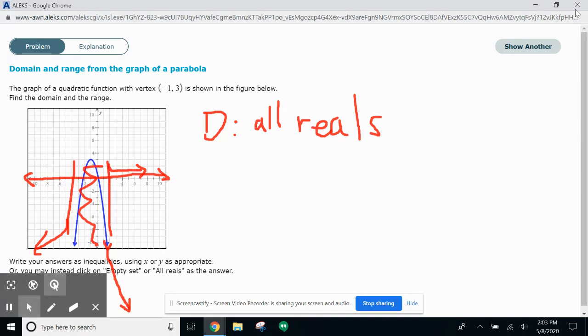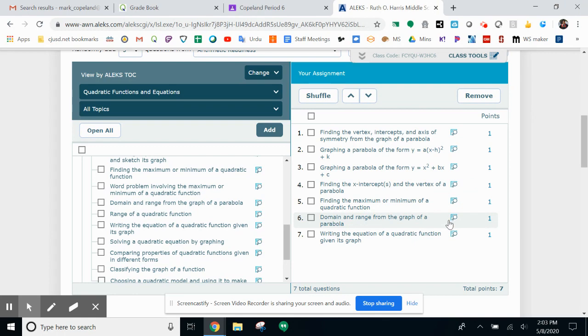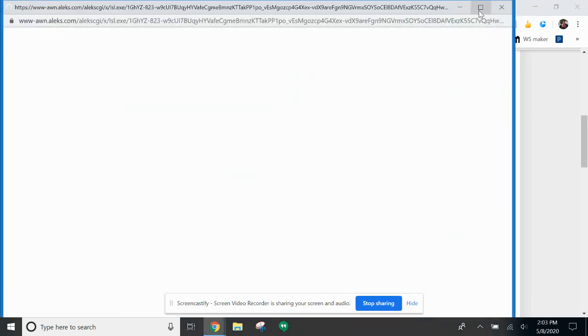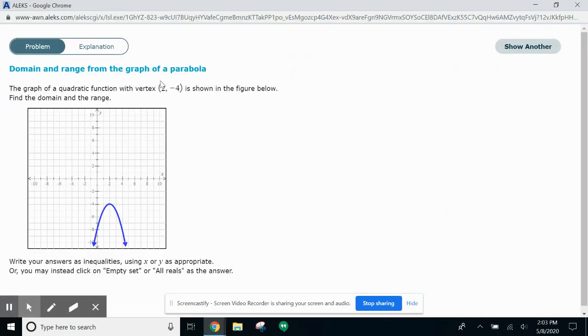Okay, so I'm going to close this and open another one so we can get a fresh one to use for range. So we have this graph here. Again, domain will be all reals. It's going to go off to the right and off to the left forever. Okay, doesn't matter if they're on the top or the bottom, it'll always be going to the right and left.